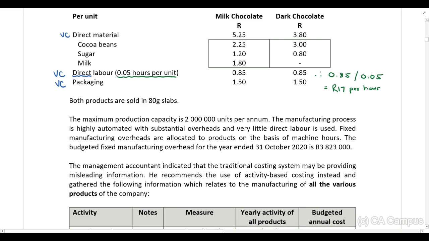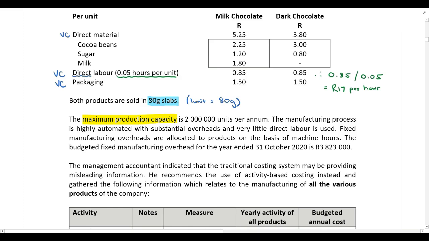All right. You are then told that both products are sold in 80-gram slabs. All right, so 1 unit is equal to 80 grams. The maximum production capacity is 2 million units per annum. The manufacturing process is highly automated with substantial overheads and very little direct labor is used.